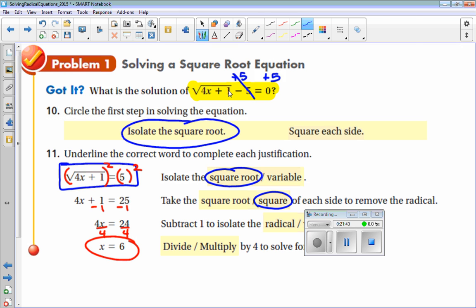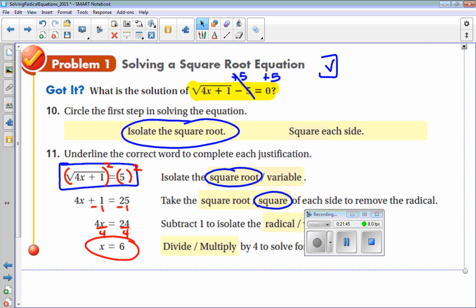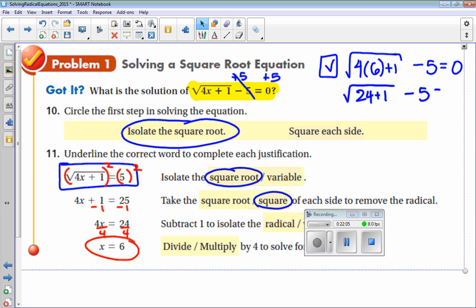One way to check our answer, really, is to plug my answer back into the problem. So 4 times 6 plus 1 minus 5, does that equal 0? What's 4 times 6? 24 plus 1 minus 5. 25. What's the square root of 25? Is 5 minus 5 0? Yeah. So what do we know? That is the answer. Okay?